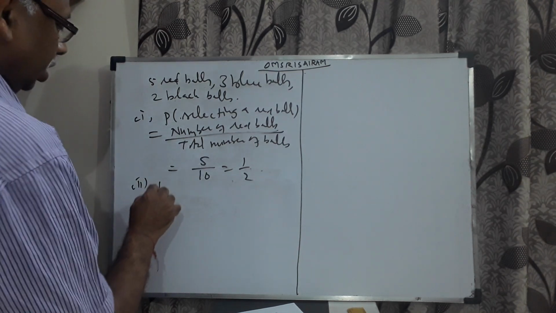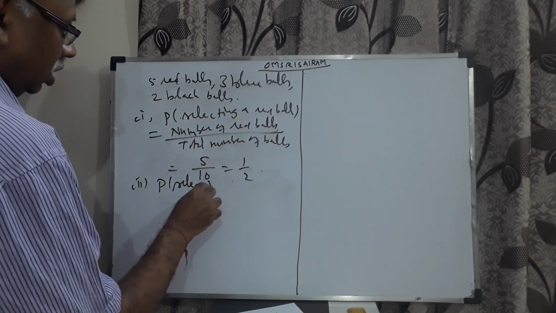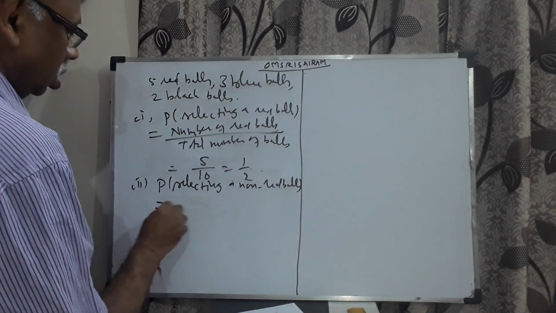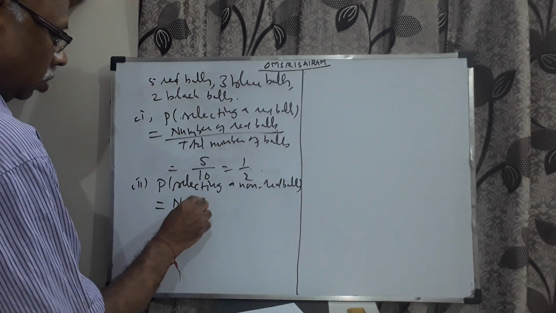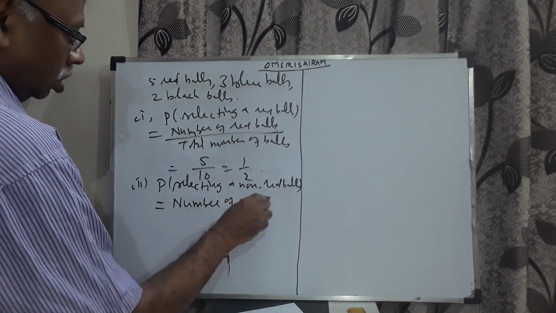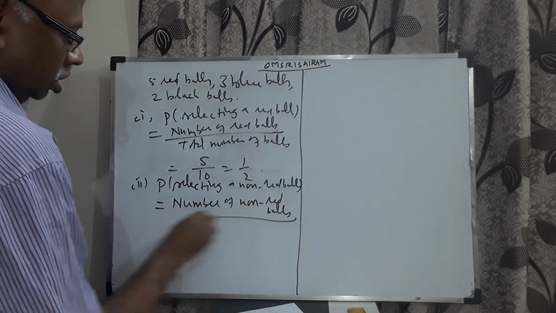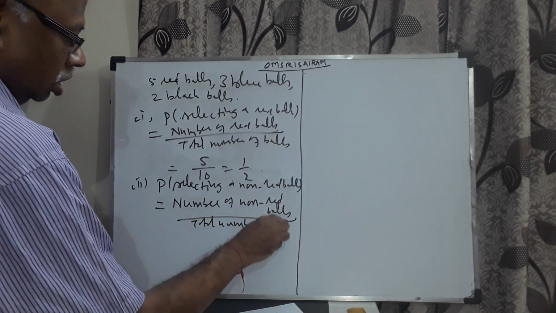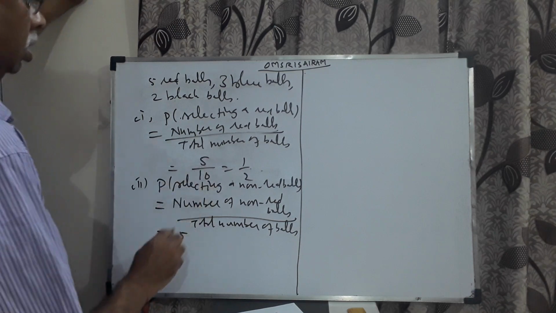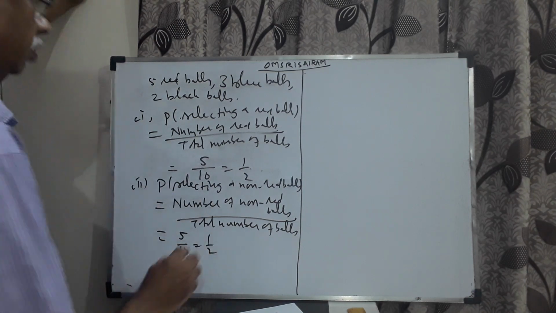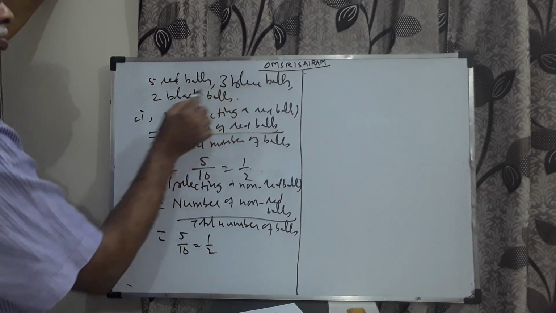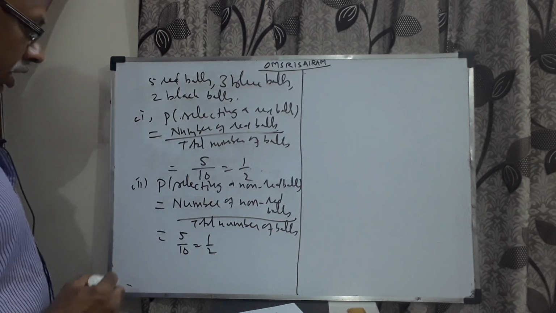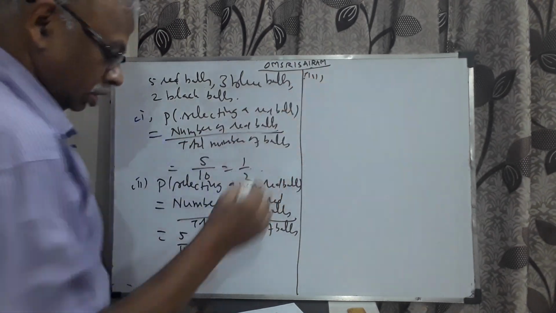P of selecting a non-red ball is the number of non-red balls divided by total number of balls. Here, other than red balls, there are 5 non-red balls. The probability here is also half. There are 3 blue balls and 2 black balls, so total number of non-red balls will be 5 by 10. Answer is again half.